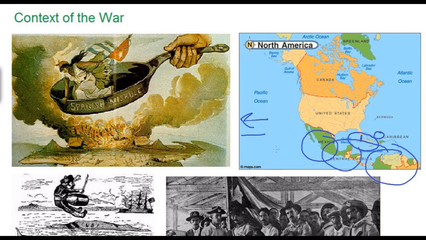And these countries had broken away and gained their independence. And only Cuba, Puerto Rico, the Philippines, and Guam had managed to remain part of the Spanish Empire. But over the course of the 19th century, increasingly Cuba wanted to break away. And there were a number of attempts at revolutions in Cuba.